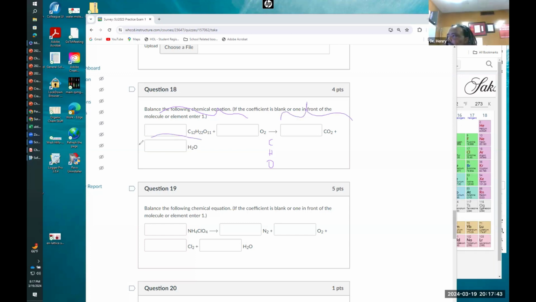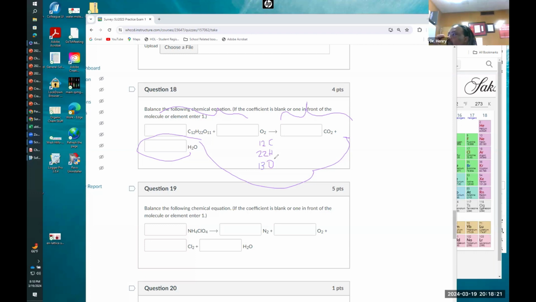And so technically this guy is over here. Drives me crazy that it does that. Okay. So how many carbons do we have? 12. How many hydrogens do we have? 22. How many oxygens do we have? 11. No, plus 2. 13.